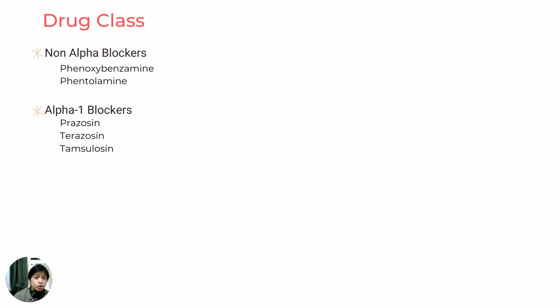So first, let's go to alpha blockers. There are non-selective alpha blockers and alpha 1 selective blockers. So the non-selective alpha blockers are phenoxybenzamine and phentolamine. Phenoxybenzamine is the irreversible non-selective alpha blocker, which means when you give that drug, the duration of activity is very long. And so we commonly utilize phenoxybenzamine in the medical treatment of pheochromocytoma, where there is an unprecedented increase in the levels of epinephrine.